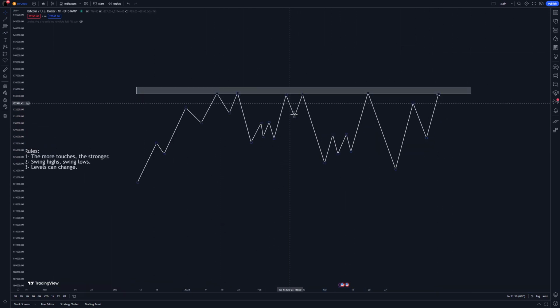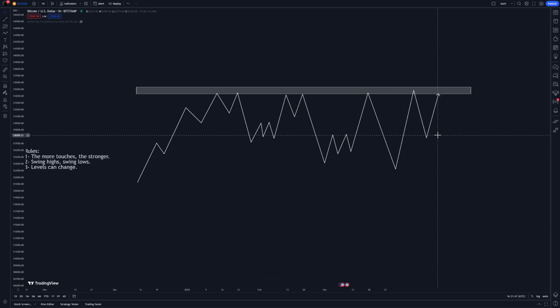Now, how many times did the resistance level get touched here? 1, 2, 3, 4, 5, 6, 7. What does that mean? That means it's more likely to play out an 8th time or another time. That's literally all that it means.